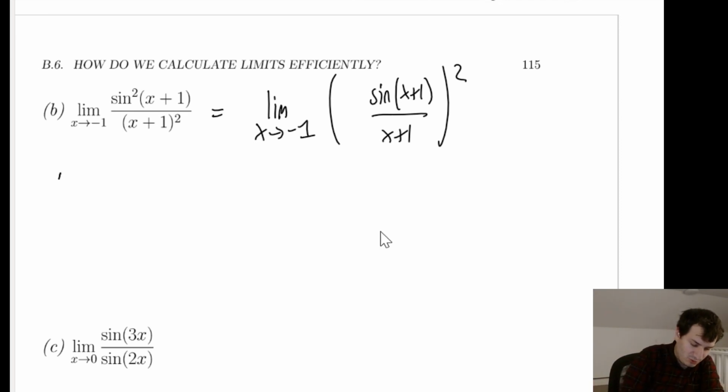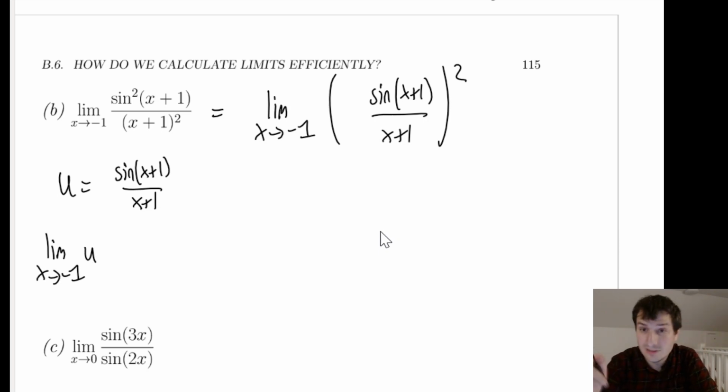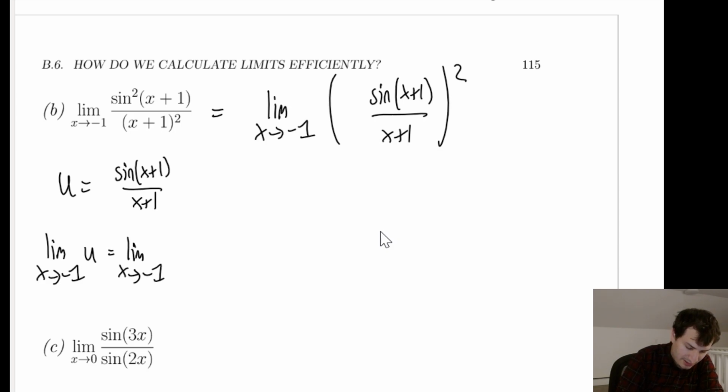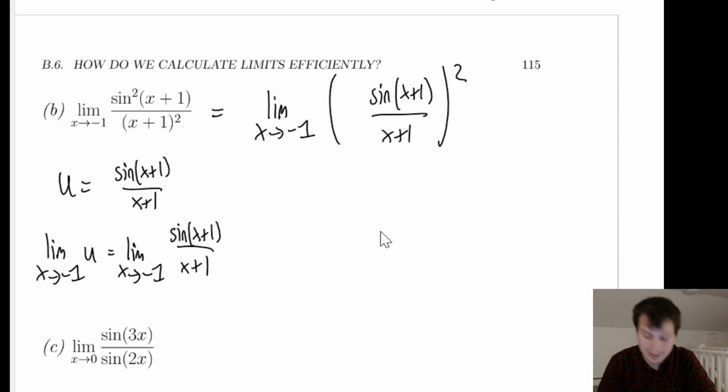So by the substitution rule, if I set u to be the sine of x plus 1 over x plus 1, then the limit as x goes to minus 1 of u, that's exactly what we're doing, is the limit as x goes to minus 1 of sine of x plus 1 over x plus 1, right? So I'm doing a substitution rule, noticing that this whole thing in the bracket is like a u value. The limit as x goes to minus 1 of sine of x plus 1 over x plus 1, that's the same thing. You do another substitution. We're doing a substitution inside a substitution.